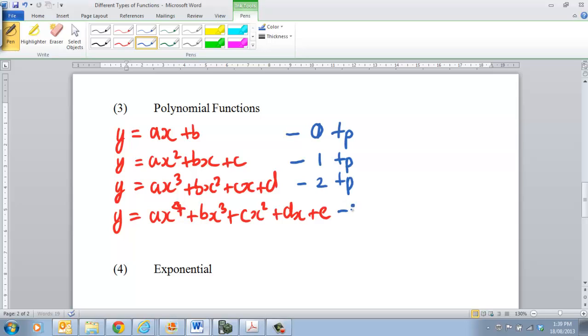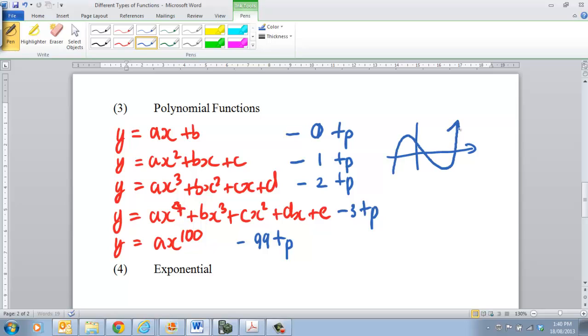And this one here will have 3 turning points. You get the idea. So if you had something like y = x to the 100, then we would know that it would have 100 take 1, which would be 99 turning points. Now, these sort of functions might look something like this. So they might go something like that.